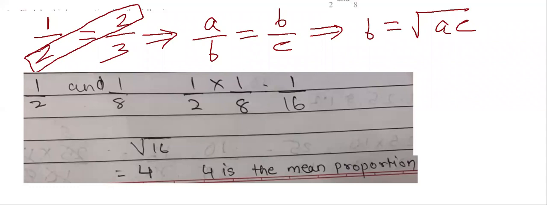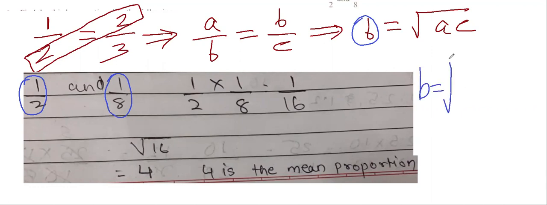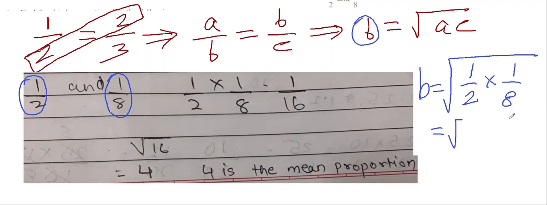Got it? So in continuous proportion we need to find mean proportional. So what is mean proportional? If A by B is equal to B by C, then this B is called mean proportional, and that is given as square root of A and C. So here this is the first number and this is the second number. So your mean proportional B will be square root of 1 into 2 into 1 by 8. So you calculate it properly, that is 1 upon 16.